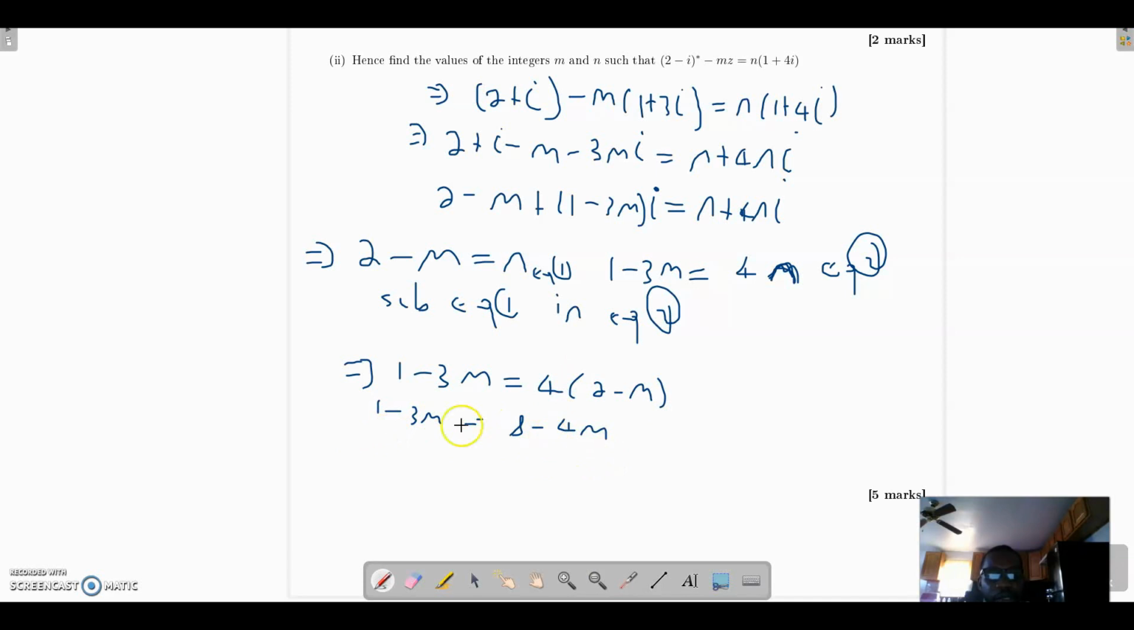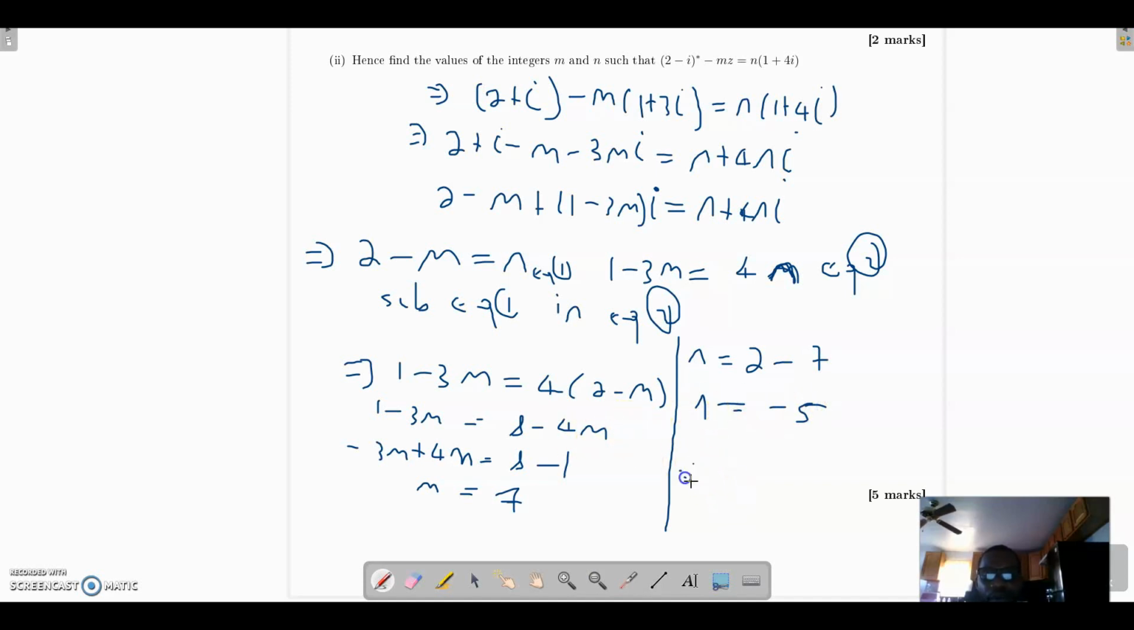All right, bringing all the m's to one side, we can say minus 3m plus 4m is equal to 8 minus 1. So this comes down to m is equal to 7. All right, so we have that worked out. Now we know that from equation 1, n is equal to 2 minus m. So n is equal to 2 minus 7. So n is equal to minus 5. And the question asks us to find m and n.